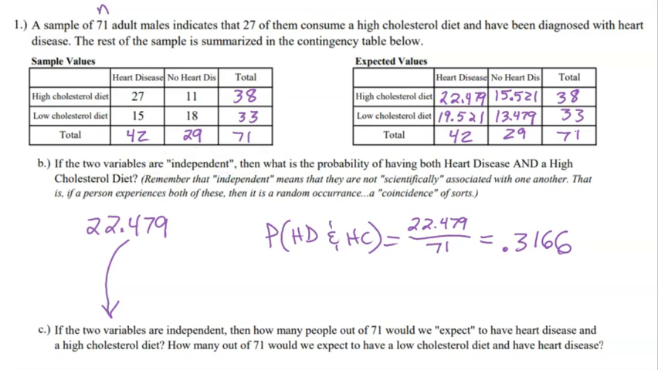Okay. So if you want a probability of two categories crossing over when you assume they're independent, then you just take the expected value and divide it by the n. And then if you want to know how many out of the 71 or how many out of the sample size, the answer is exactly the expected value that's in the cell. All right, let's just look at one more part to this question.